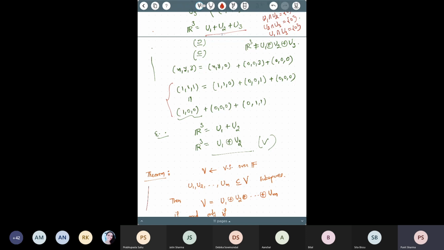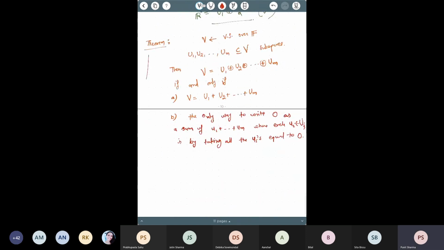So if you write the 0 vector as a sum of these vectors in the subspaces Ui, look at this. If you have two different representations for 0, then you say it is not a direct sum. Otherwise, it's a direct sum. So let us prove this one. So this is an if and only if result. So we have to prove both ways.